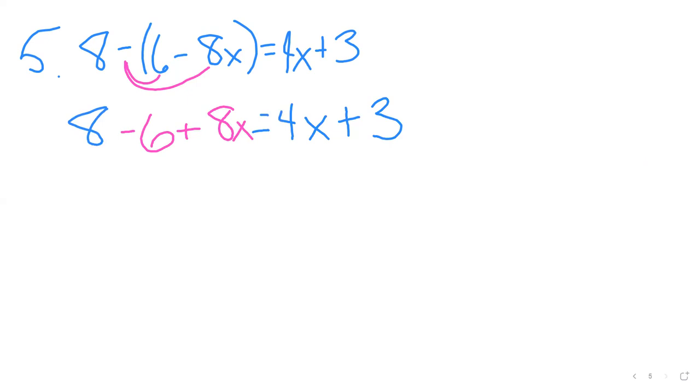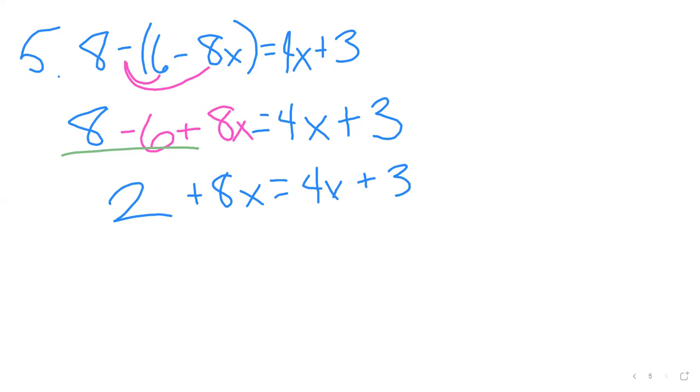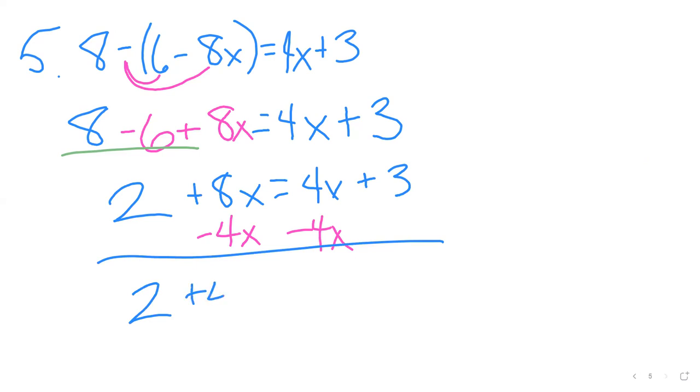Now let's see what we might combine. Looks like we have some constants over here on the left-hand side for 2. And then we'll bring down everything else. Now we're in a situation similar to some of those that we saw earlier. So let's move the variable term to the left by subtracting that 4x on both sides, leaving us with 2 plus 4x equals 3, since it goes away on the right.